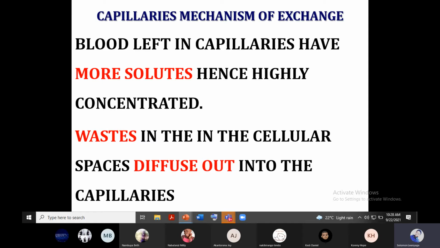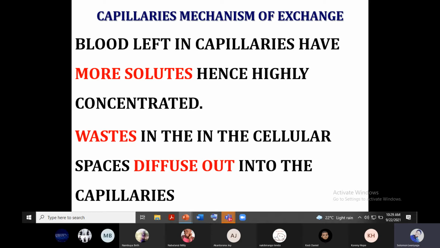Now, we have to understand that this is done to maintain a balance. In what way? If all the molecules that are pushed out, filtered at the arterial end, do not come back into the blood, we are going to have very concentrated blood, and we are going to have what we call edema. Have you seen pregnant women when they sit and their feet begin to swell? That swelling is as a result of this filtration. A lot of water is pushed out of the capillaries and it does not go back into the bloodstream.